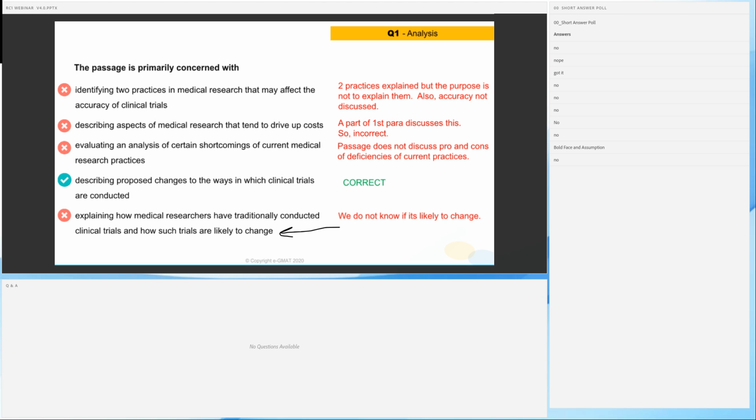Okay. Learnings from this question before we move on to the next one. How do we answer main point questions? Again, the way we did this, you take each paragraph, summarize it, and then combine those summaries to do a pre-thinking, and then compare your pre-thinking with what's there in the answer choices.